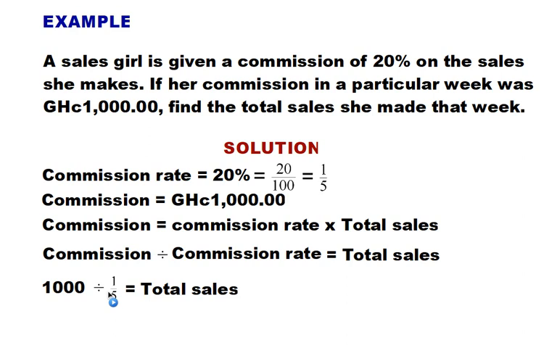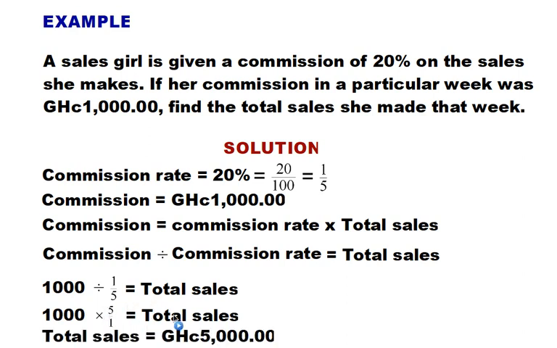Now we know that when we are dividing two fractions, we leave the first fraction, then the division sign is turned into multiplication, and we turn the fraction upside down. So we are getting times 5 on 1, and everything equals total sales. Now 1,000 times 5 is 5,000. Divided by 1 is the same 5,000. So we are getting total sales is equal to 5,000.